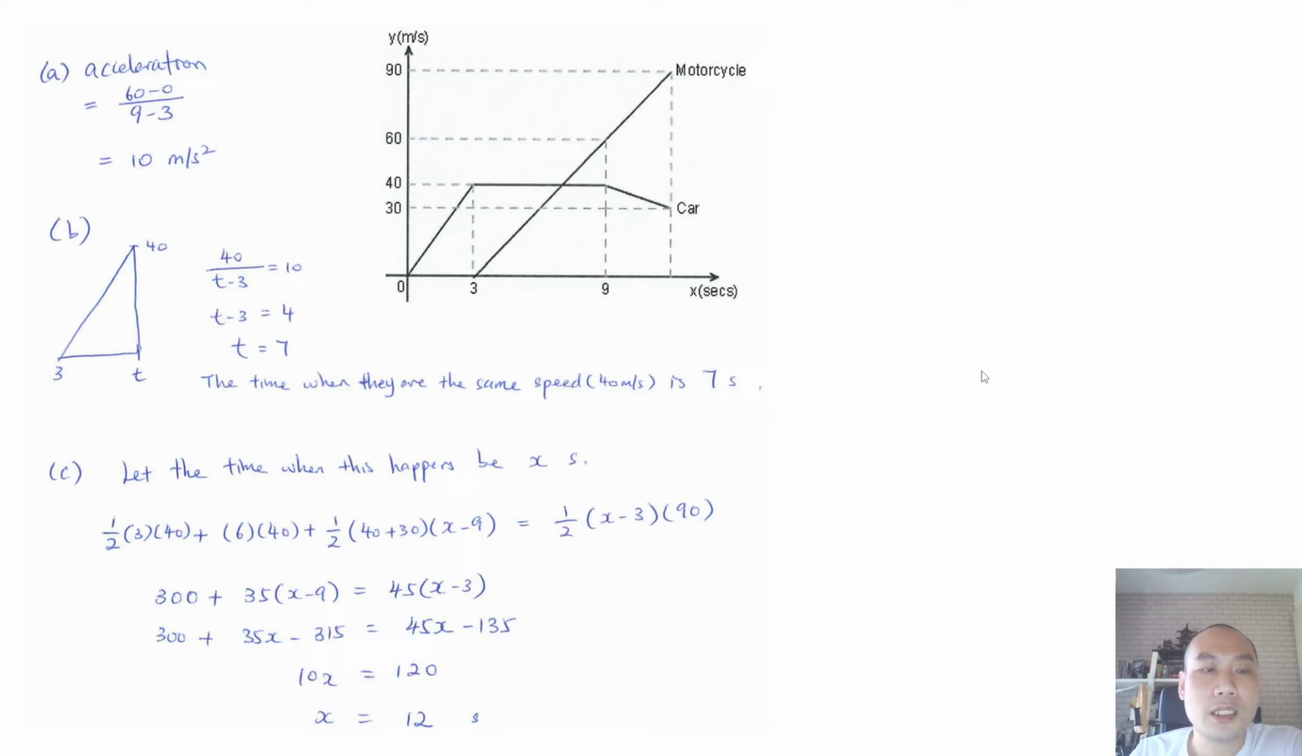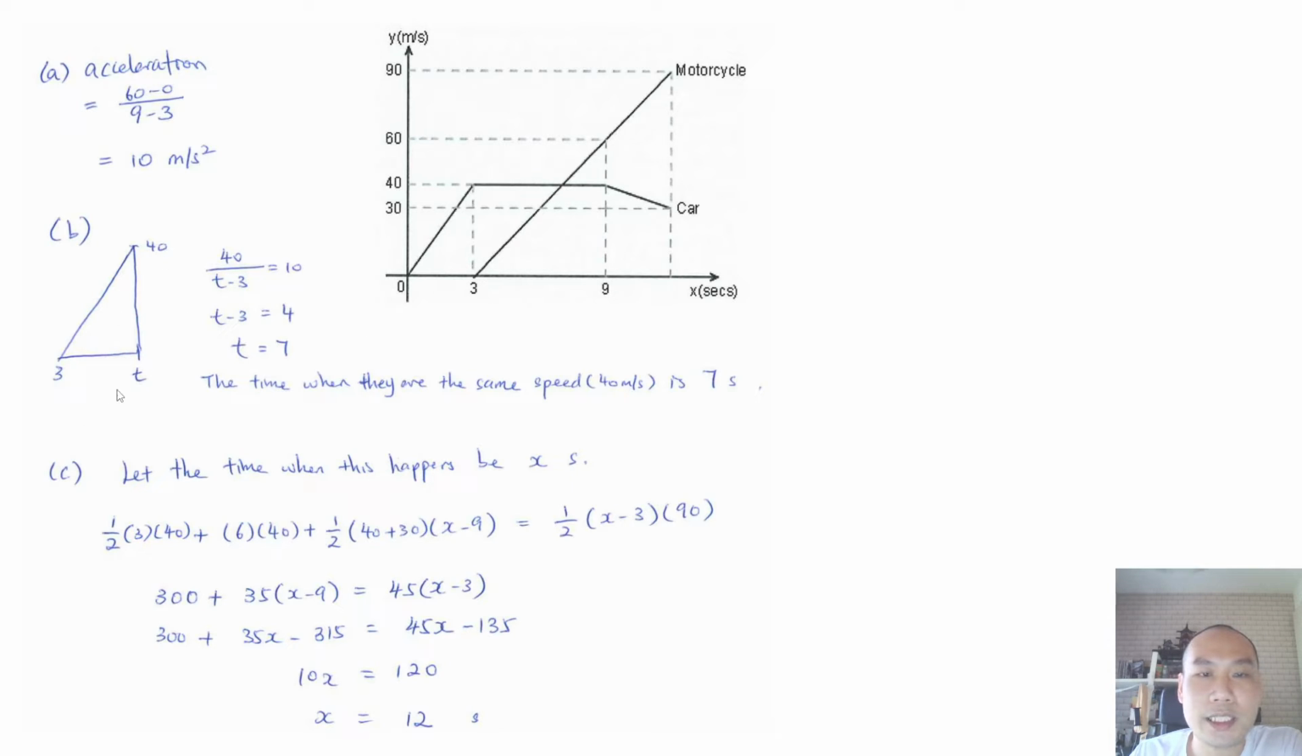For part B, what happened? Part B, they are saying that the two vehicles, the car and the motorcycle, actually meet. And we want to find the time where they meet, right? Because at the point where they meet, they also have the same speed. So how do we do that? Well, let's take a closer look.